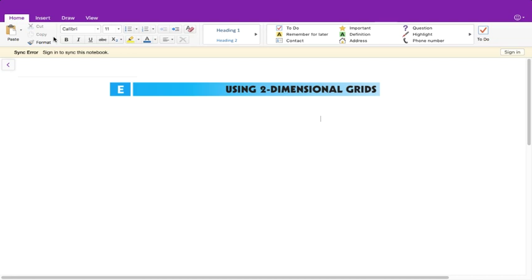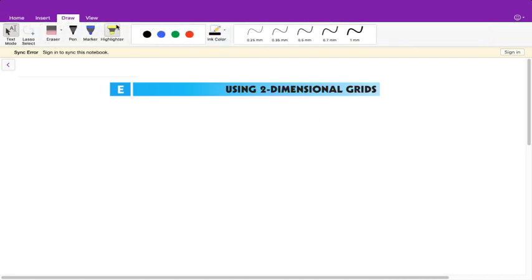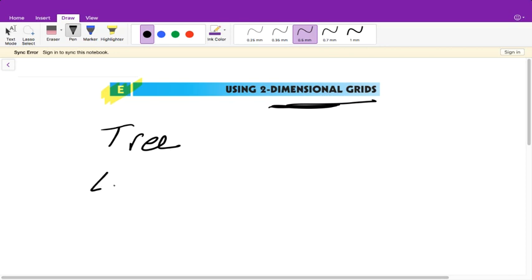All right, so in this video, we're going to go over the last two sections in chapter 14, and that is going to be section E, and then later on section F. In section E, we're going to be using two-dimensional grids. Now remember, you can use any form you want. So if you don't prefer a two-dimensional grid, you can use a tree, or you can just go ahead and list everything out if you know how to do that one and that's easier for you.